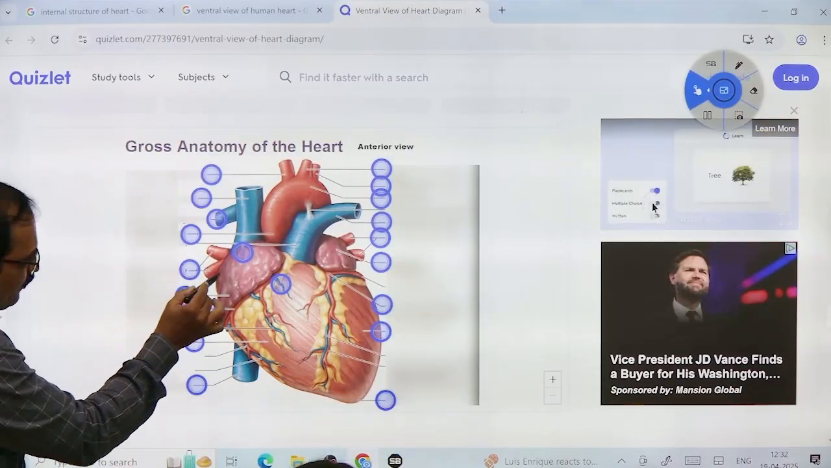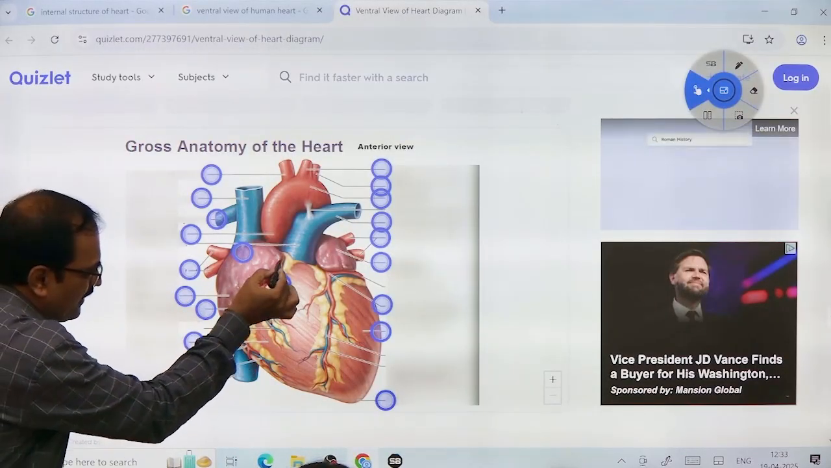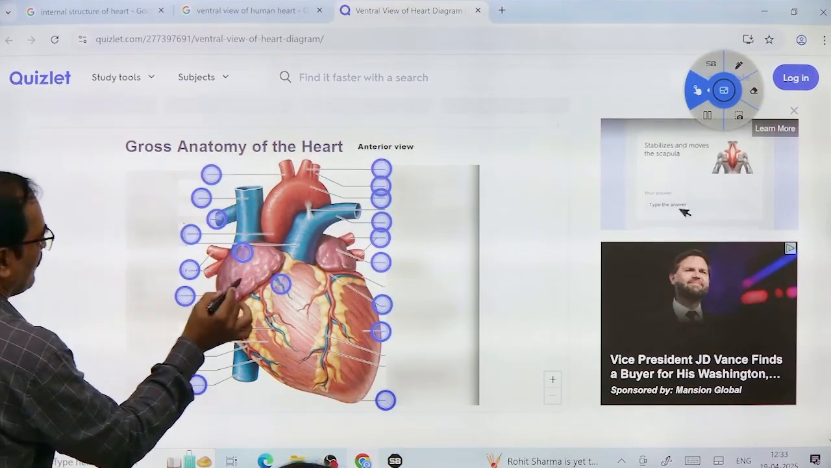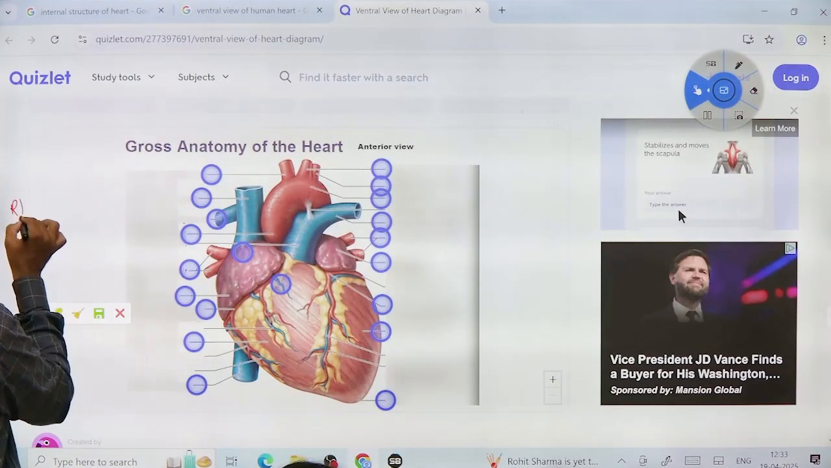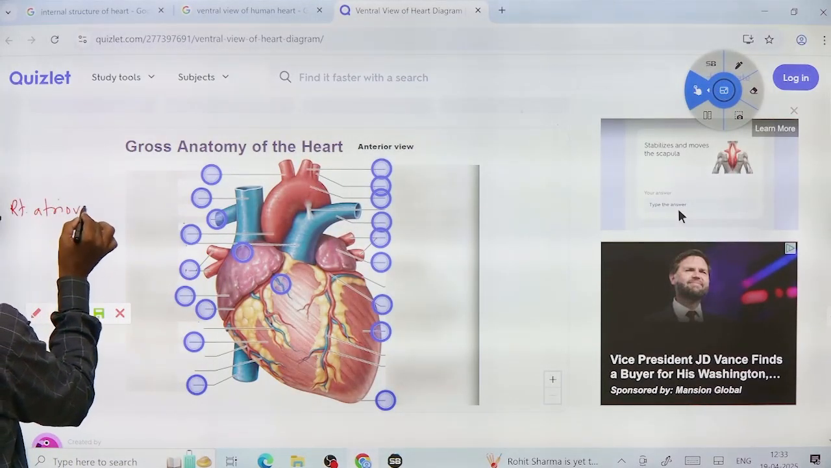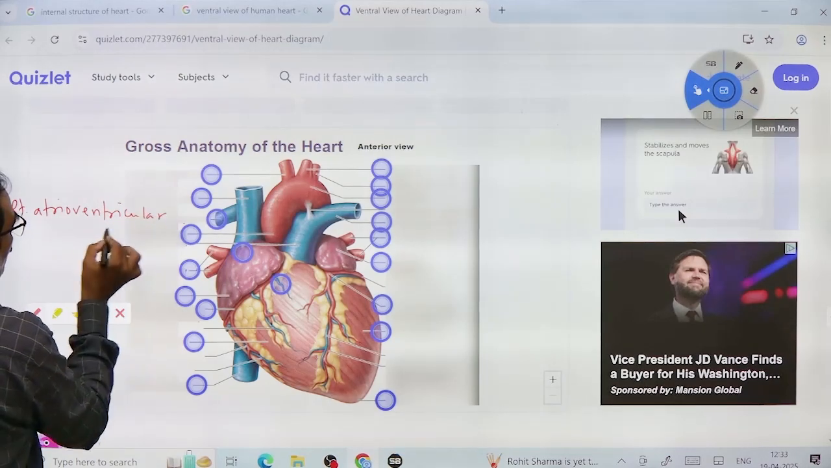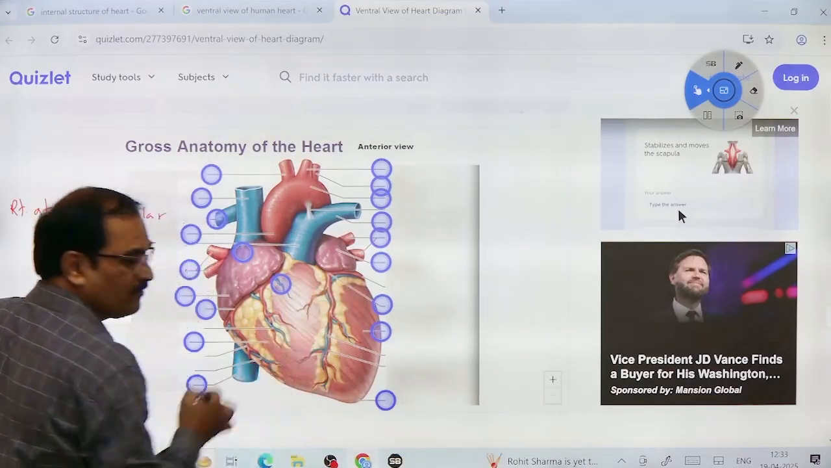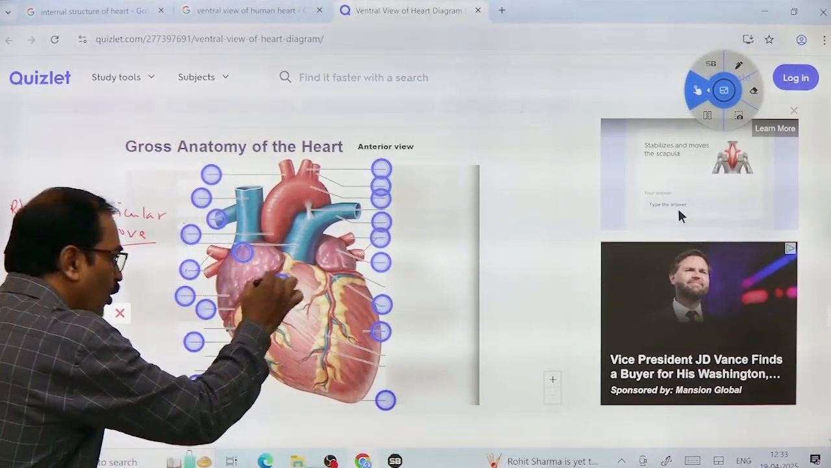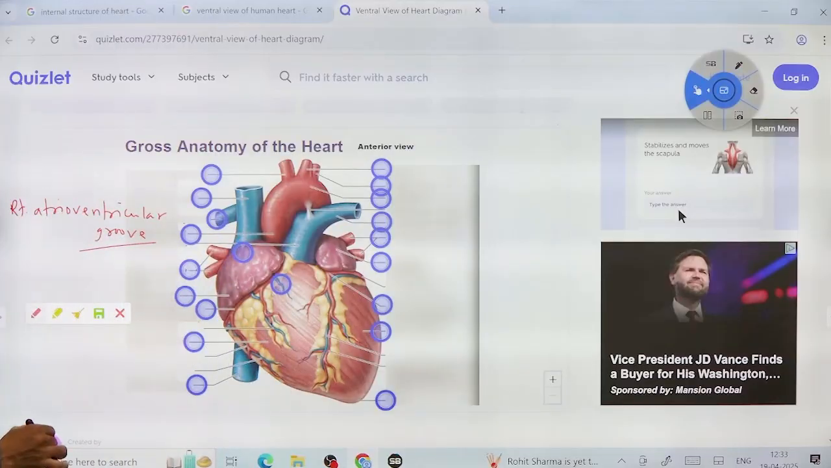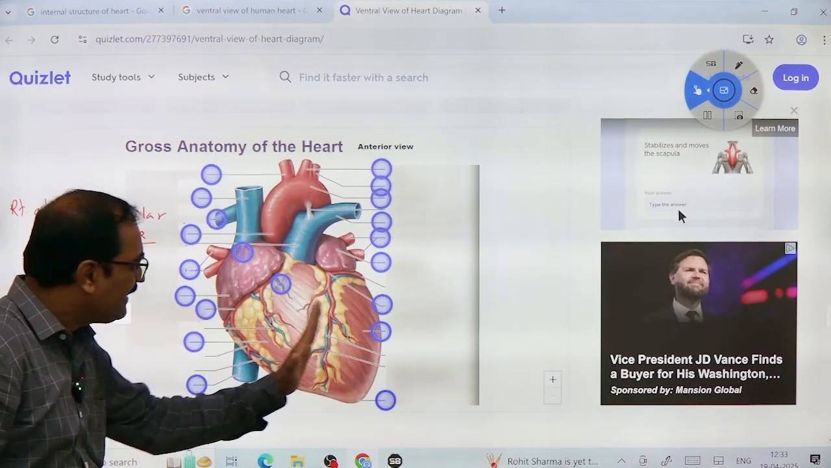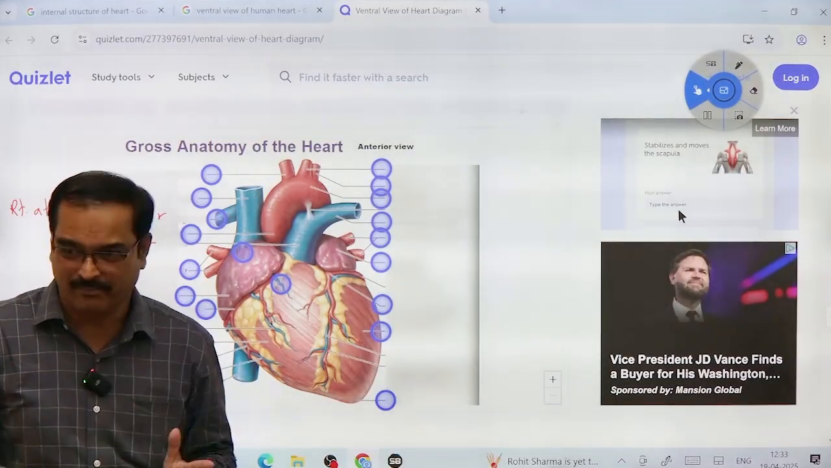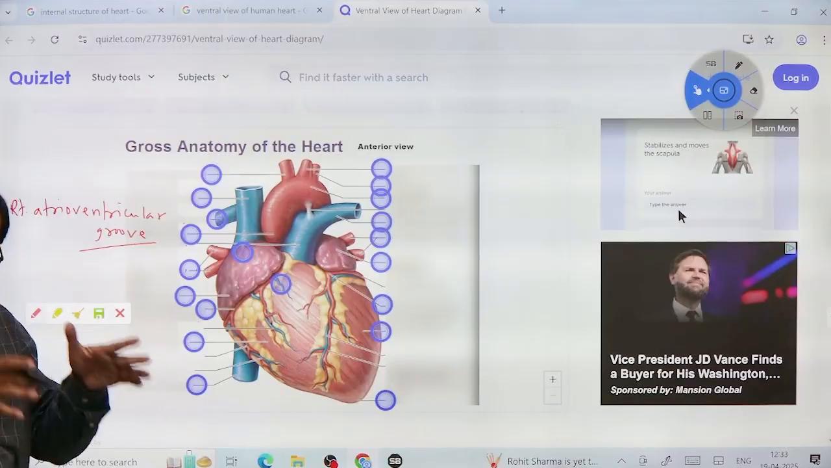Now see carefully. In between the right atrium and right ventricle there is a notch. Are you getting it? This notch is called the right atrioventricular groove. Groove means notch. So what will be the name of this notch? And what will be the name of this notch? Interventricular groove. So in the internal part we use the word septum, and here we use the word groove or notch.